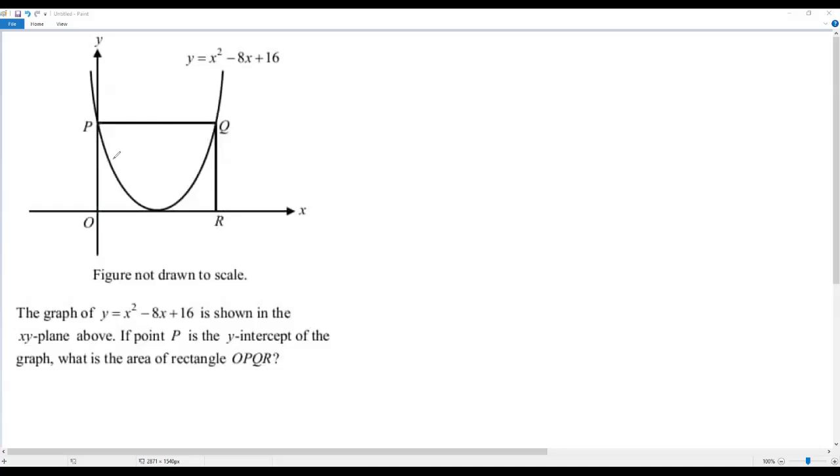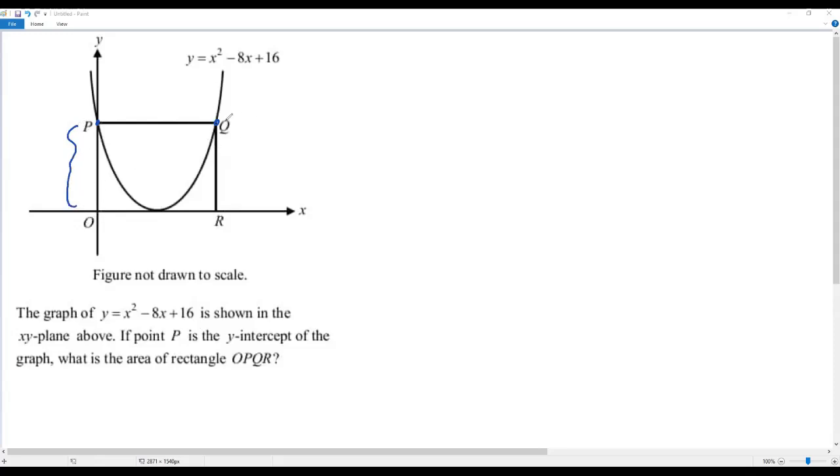Okay, since OPQR is a rectangle, opposite sides are parallel and equal. So PQ is parallel to OR, and we can also consider PQ as parallel to the x-axis because we have this side OR on the x-axis. Now let me get the coordinates of the points P and Q as well. Once I get the coordinates of point P, particularly the y coordinate, that will give the length of this side of the rectangle, that is the width of the rectangle.